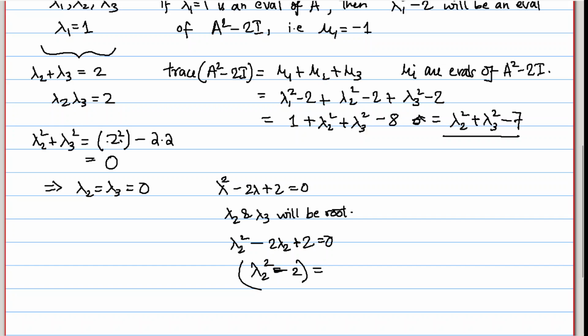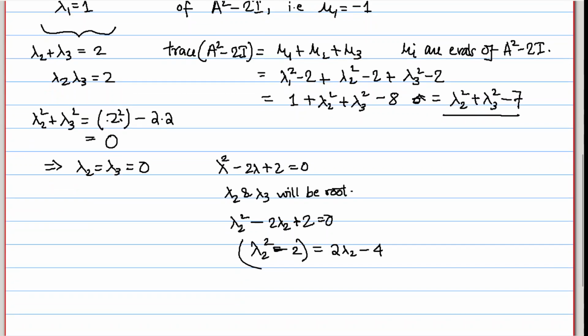So you can write lambda 2 square minus 2 will be 2 lambda 2 minus 4. Correct? Similarly, you can write lambda 3 square minus 2 will be 2 lambda 3 minus 4. Correct? Now, we can find the values of lambda 2 and lambda 3 by the above equation, lambda square minus 2 lambda plus 2. Replace there and you will get the answers.